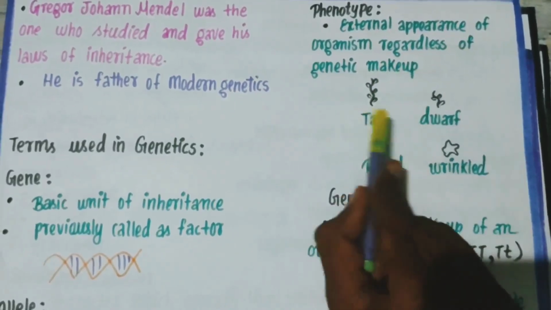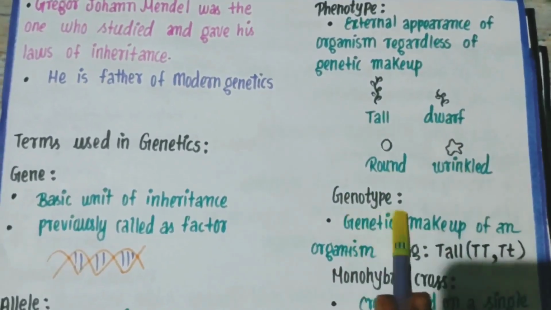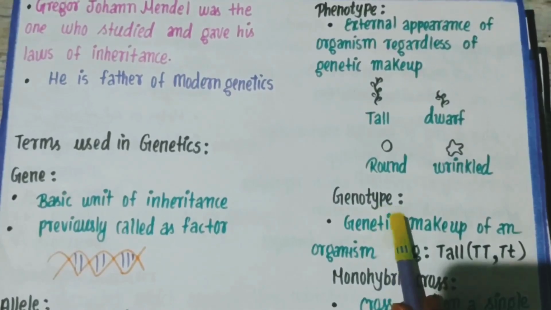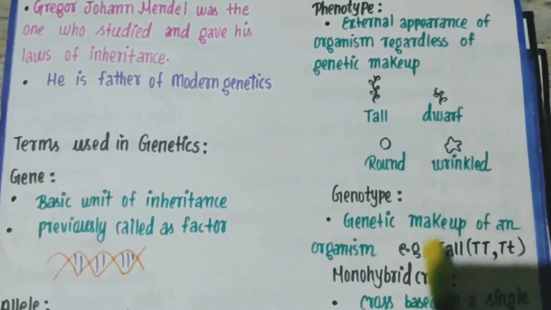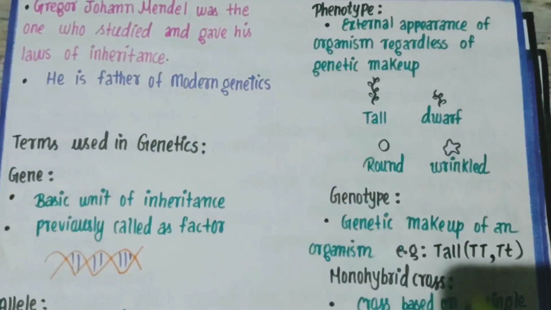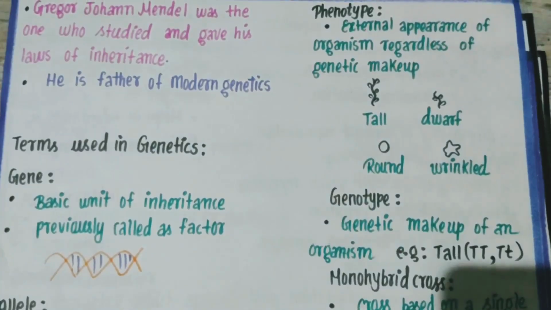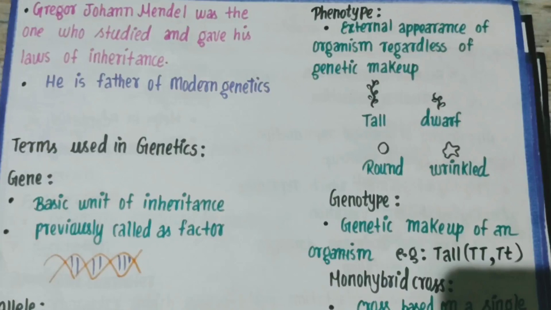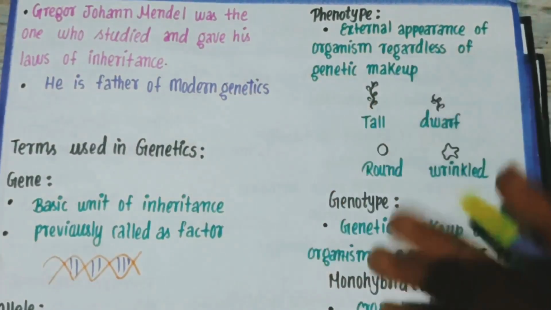If you see, this is the tall plant, this is the dwarf plant, this is the round seed, this is the wrinkled seed. Now, this is genotype. Here you consider the genetic description. This is a tall plant, but it may be homozygous or it may be heterozygous. If the alleles are the same, we have discussed, it is homozygous. If they are different, then it is heterozygous. So that is genotype. Genotype is genetic description. Phenotype is external appearance regardless of the genetic makeup, right kids?